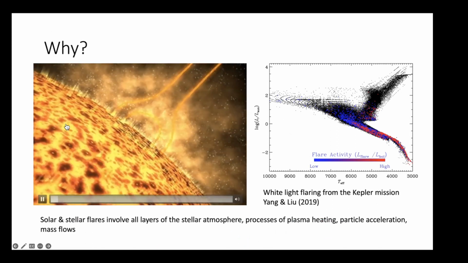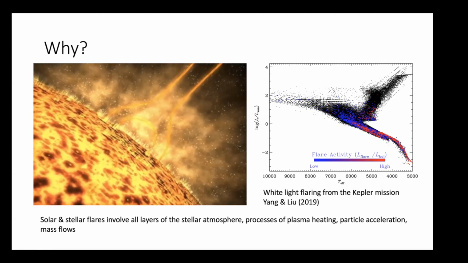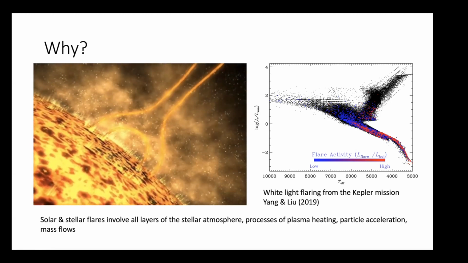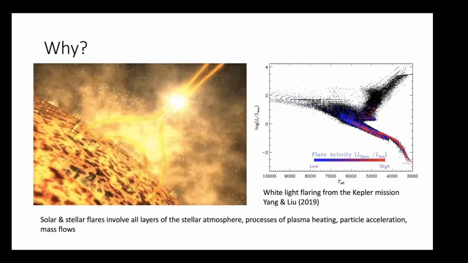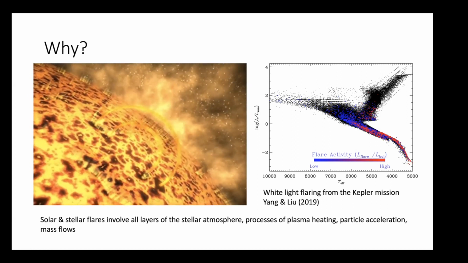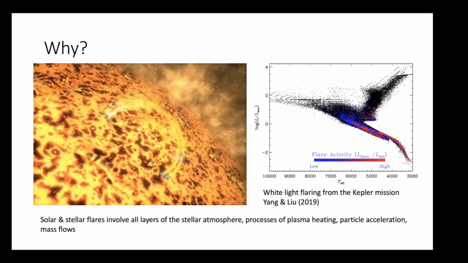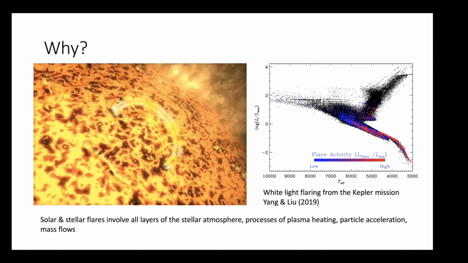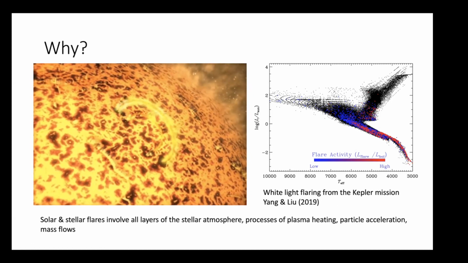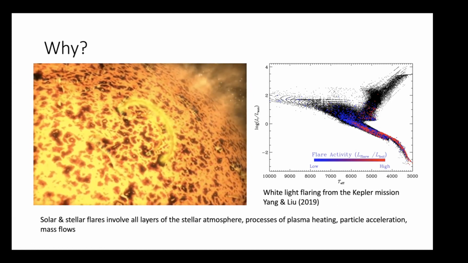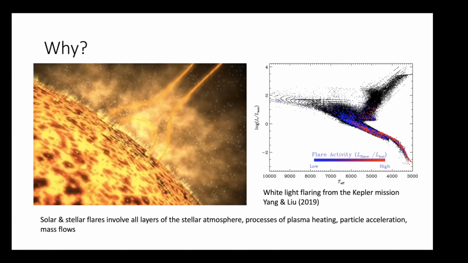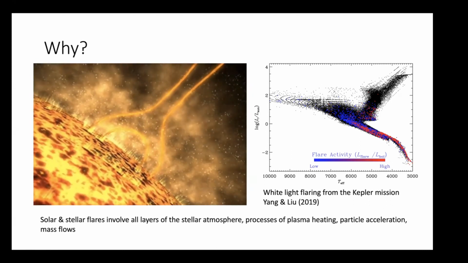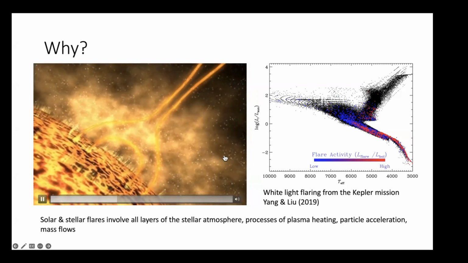So the why. We know that solar and stellar flares involve all layers of the stellar atmosphere. The movie that you're seeing playing on the right is a very idealized version of what might happen during a flare when you have magnetic fields moving around and recombining. You have reconnection. You've got the ejection of matter that becomes a coronal mass ejection. Accelerated particles move downward along those field lines, lower into the atmosphere, evaporate material from the chromosphere into the corona, and then you see a gradual settling back down to quiescent conditions.